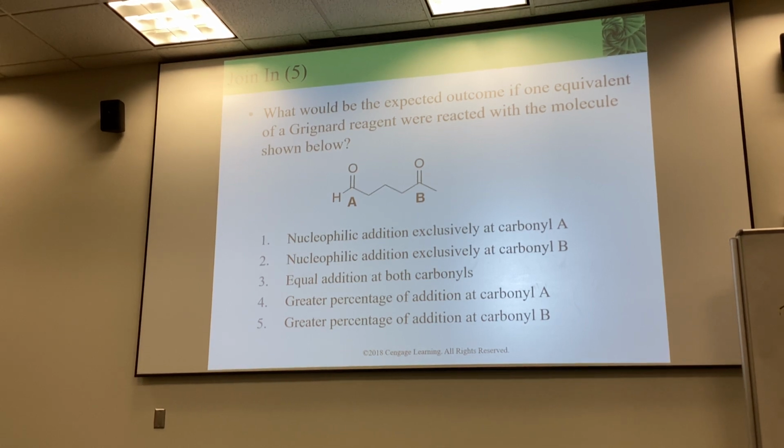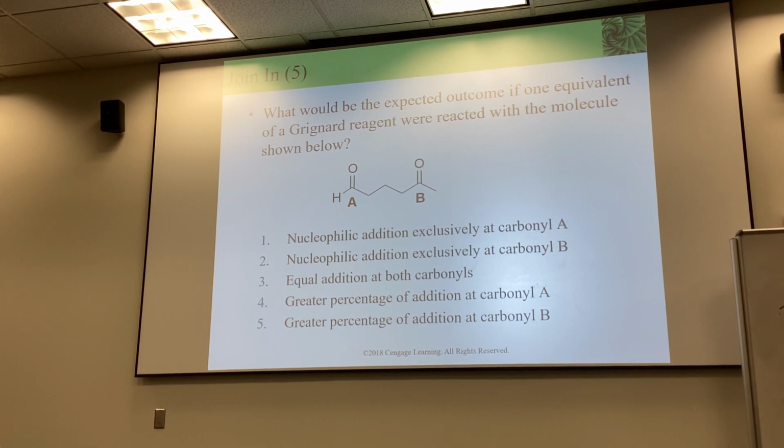What do you guys think? This is an interesting one. So, we really haven't talked about this. So, how would we approach this? Well, one equivalent of Grignard reagent. So, our nucleophile is a Grignard reagent. It's not changing. So, what are the 2 things we're comparing? Our electrophiles, right? So, I guess we're asking which carbon is a better electrophile. Which carbon has less electron density around it. So, what do we think?